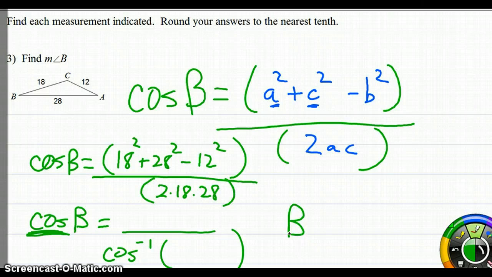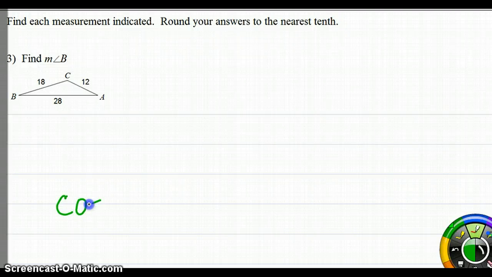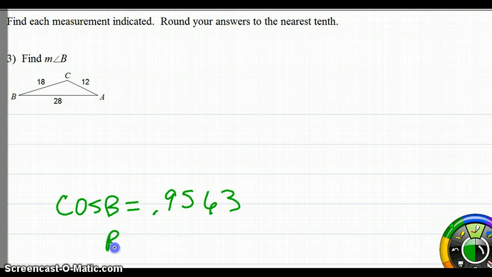So make sure that you're all caught up. It'll be a calculator exercise, and I'll add to this in just a second. So after punching, you should get cosine of B equals 0.956. So when you take the cosine inverse of both sides, B equals 16.99, or let's round that off to 17 degrees. So angle B should be 17 degrees.